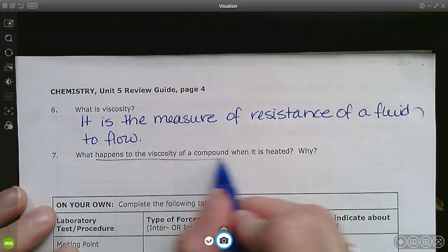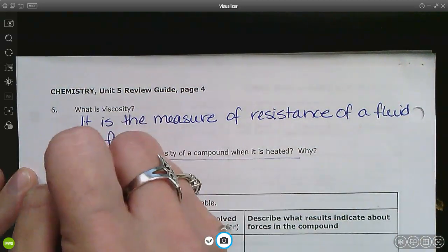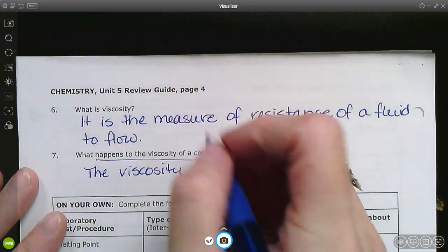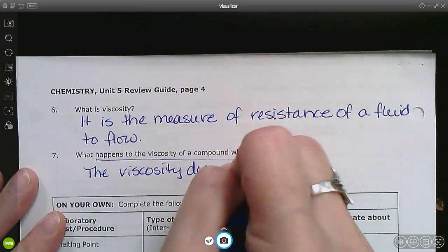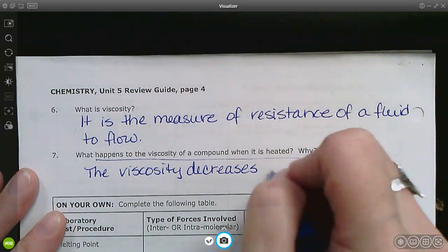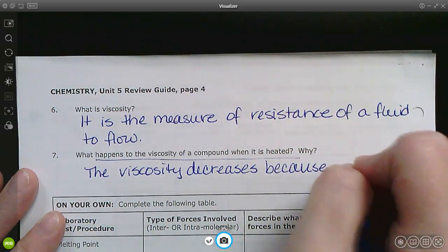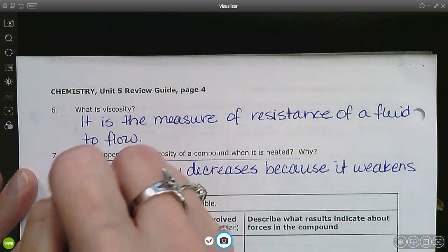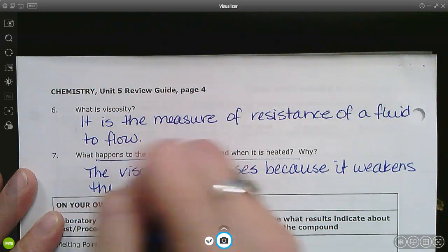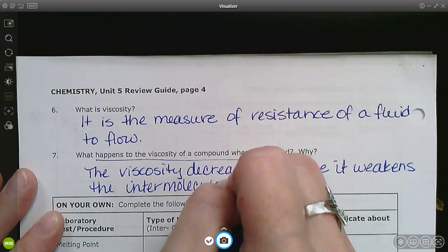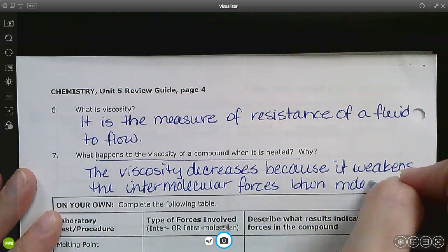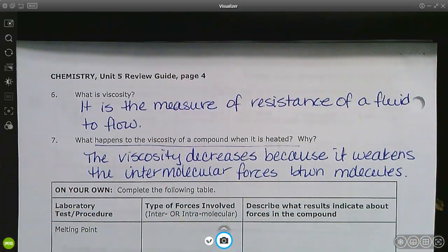So what happens to the viscosity when you heat something? The viscosity decreases because it's actually breaking the intermolecular forces. That's why your hot syrup pours much faster than your cold syrup. So if you can break those forces, it will make the fluid flow much more easily.